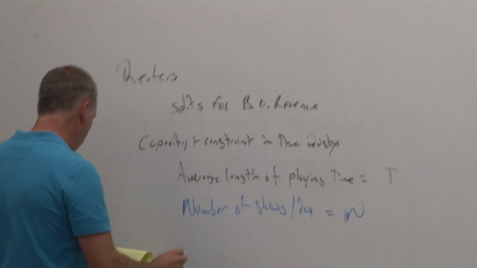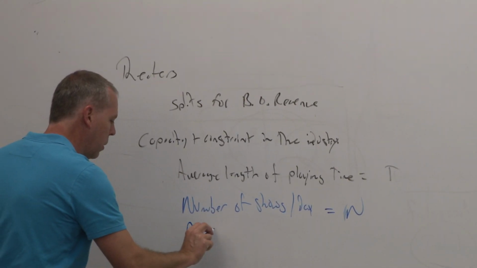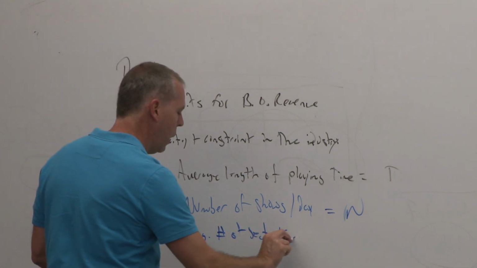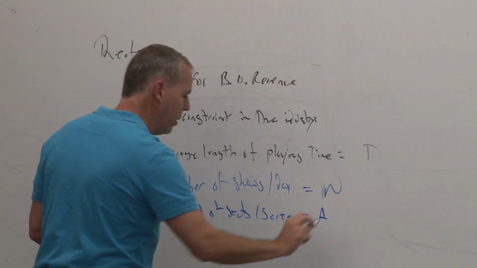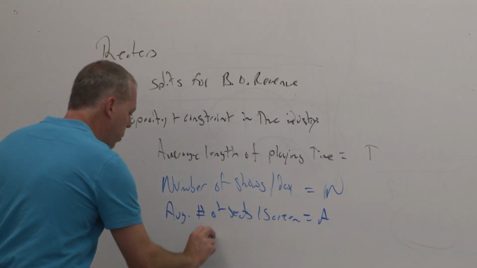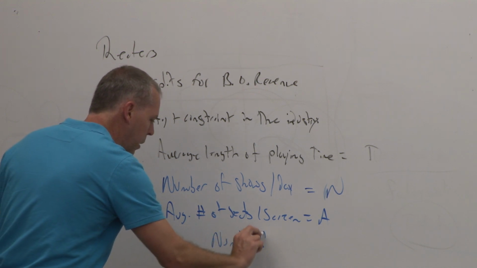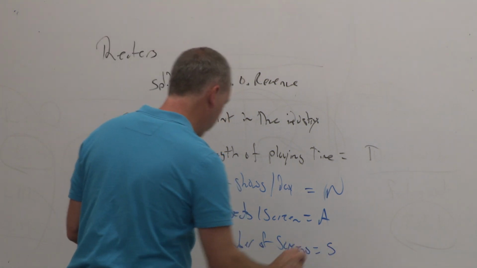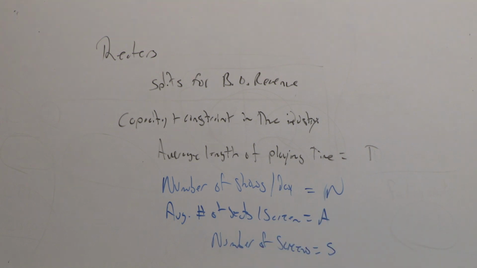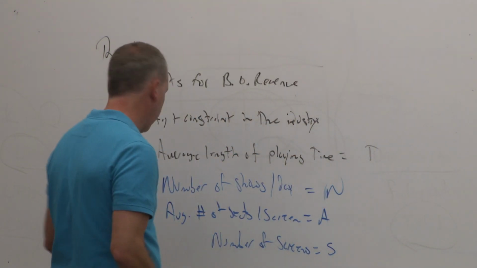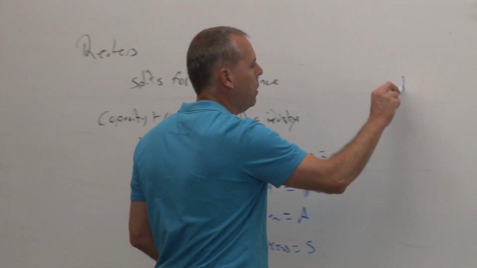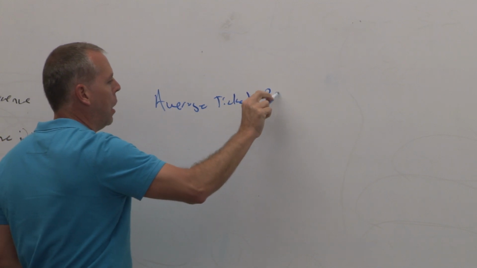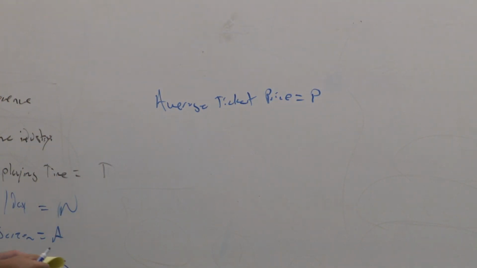We're going to call that N. We've got the average number of seats per screen. We're going to call this guy A. We've got our number of screens. We're going to call this guy S, and we have our average ticket price, which we're going to call P.